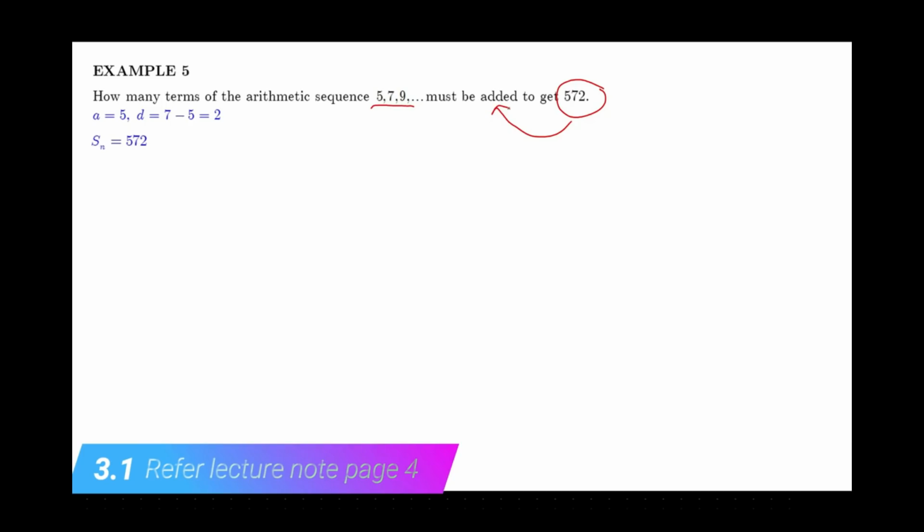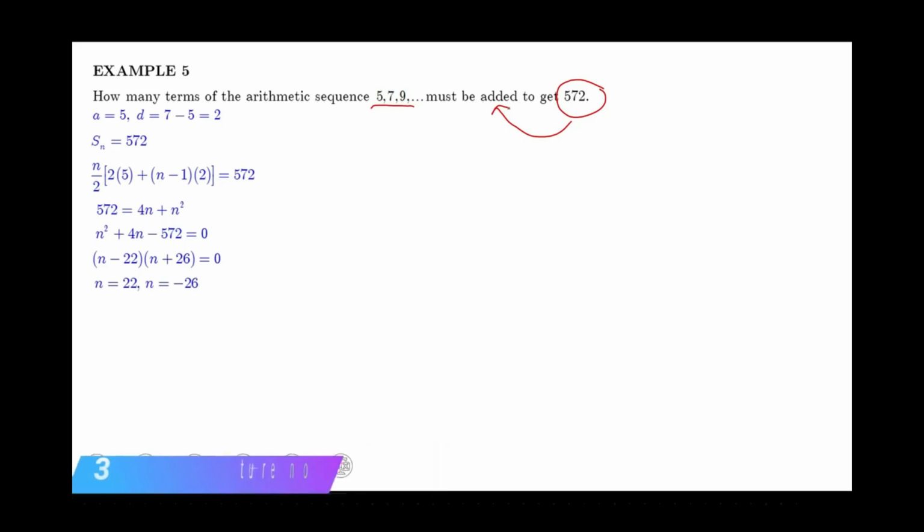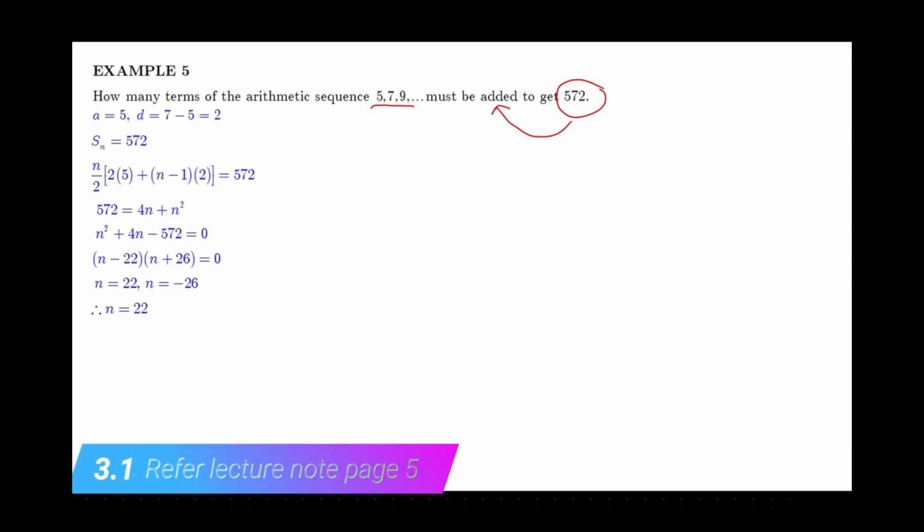So by using the formula for the partial sums of an AS, we substitute our A and D into the formula and equate it to 572. We simplify the left-hand side to get a quadratic equation, and solving the quadratic equation, we will have n equals 22 or n equals minus 26. So as stated previously, n is always a positive integer, so we use n equals 22. And we're done.